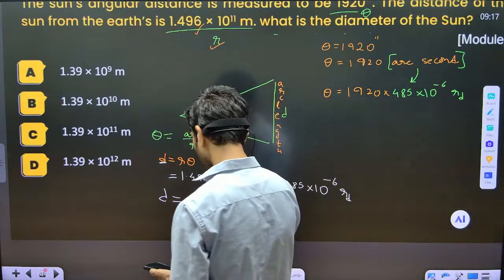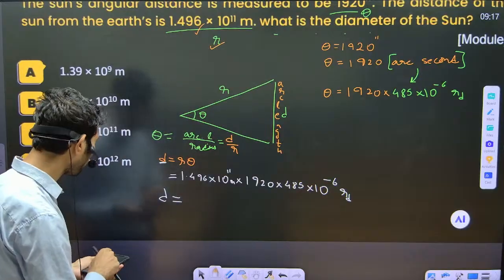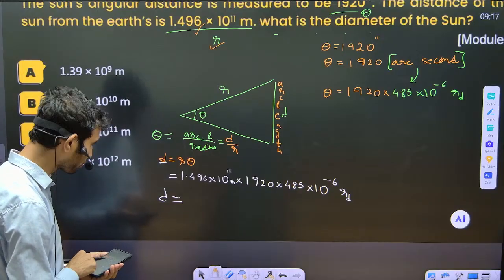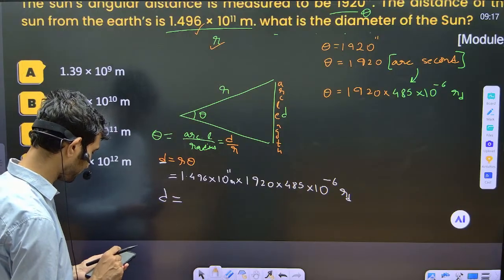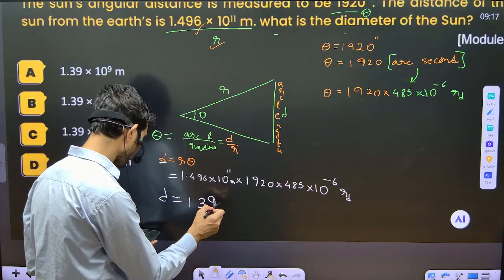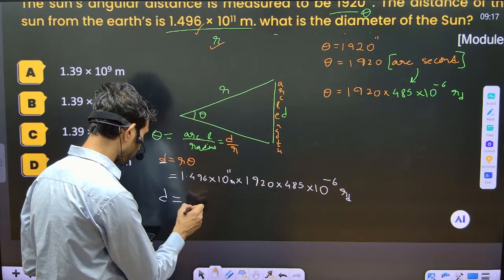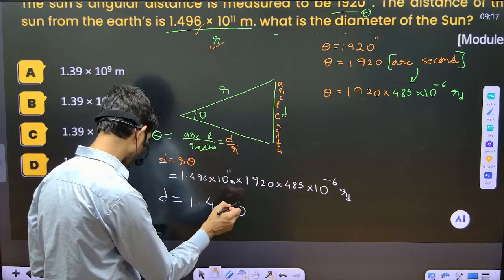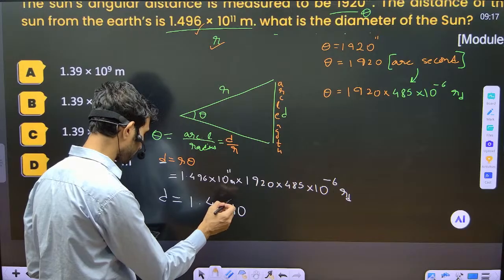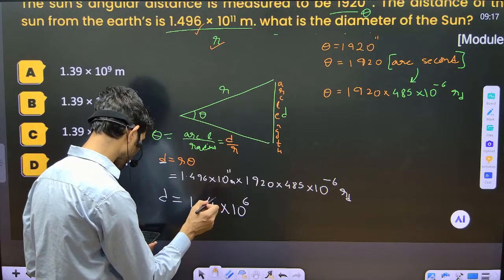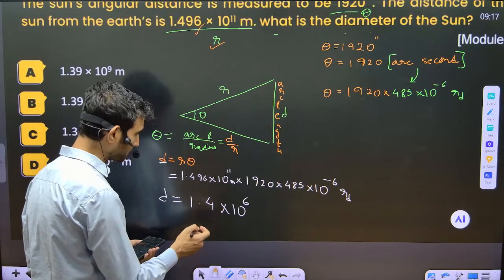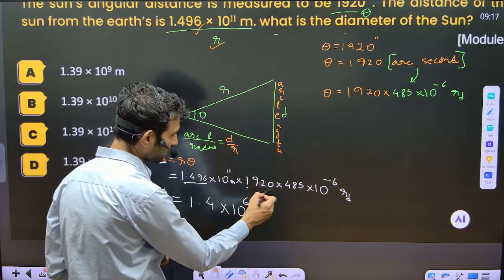So let's multiply the values. It will be 1.496 into 1920 into 485, and that gives me 139 or we can write it simply as 1.4 into 10 raised to the power 6. Yes, so this is what we are getting by multiplying all these three numbers.